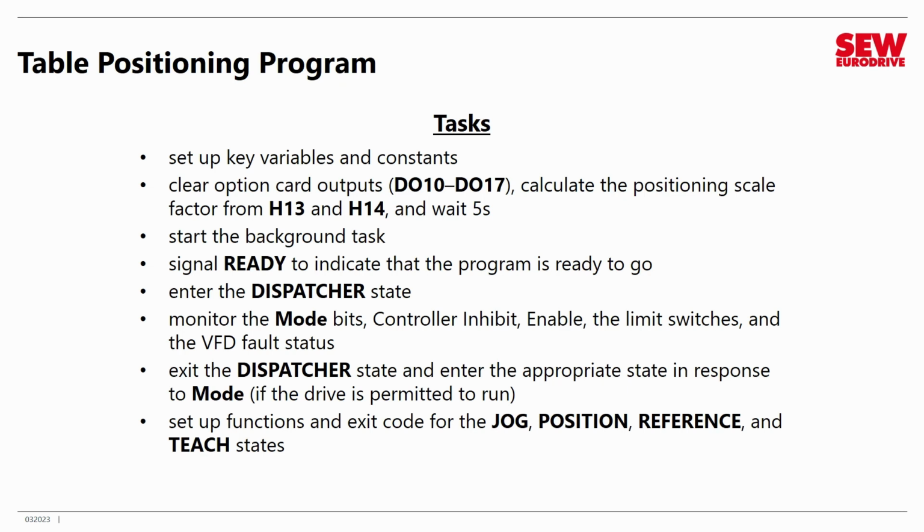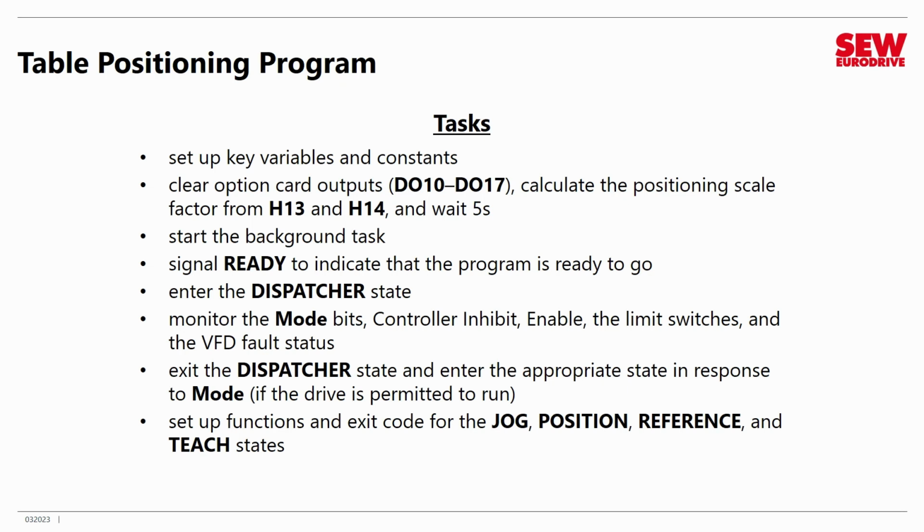Start up the background task, and then signal ready to the hypothetical PLC by turning the ready bit on. That will light up the ready light on the control box. At that point, you've completed initialization. You should enter the code for the dispatcher state.